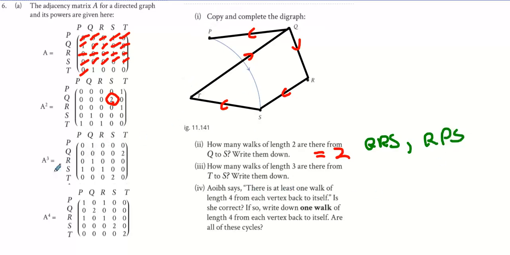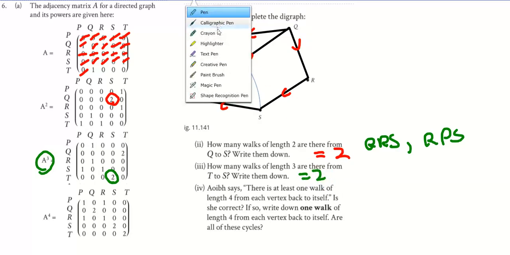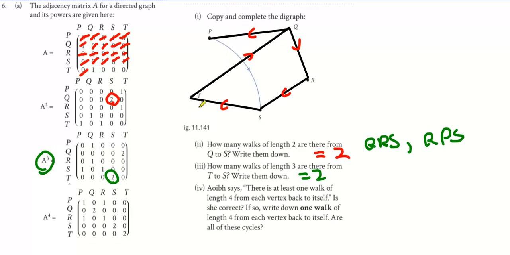Okay. How many walks of length 3 are there from T to S? Now, where's T to S? Length 3 would be A cubed. T going to S, there'd be 2 of them. Now, let's write down the ones going from T to S of length 3. T, 1, 2, 3. What's that one? TQRS. Okay, that's one of them.